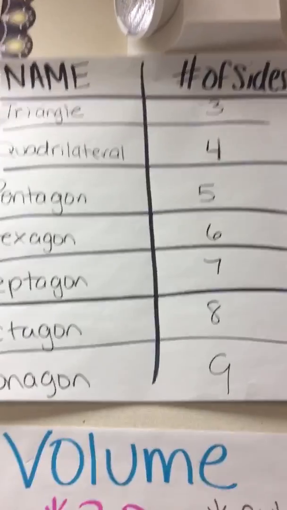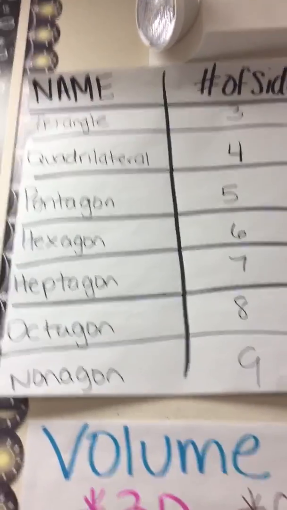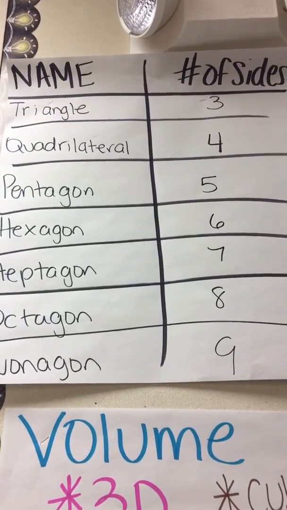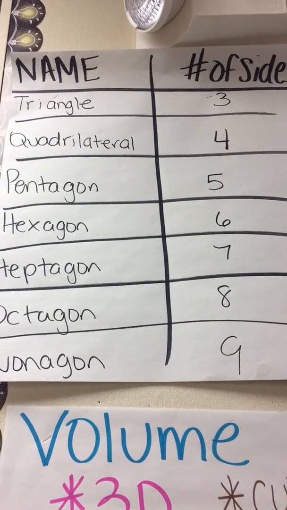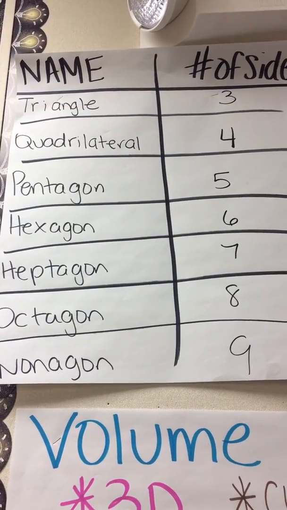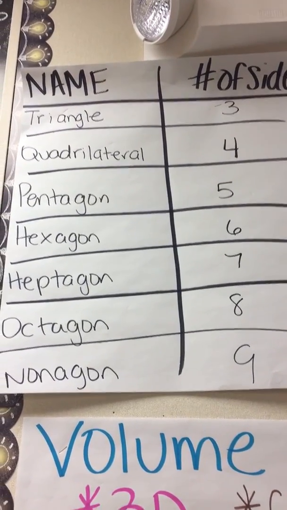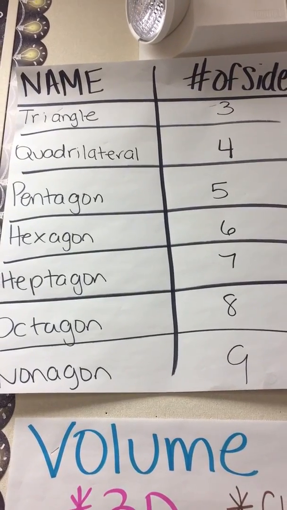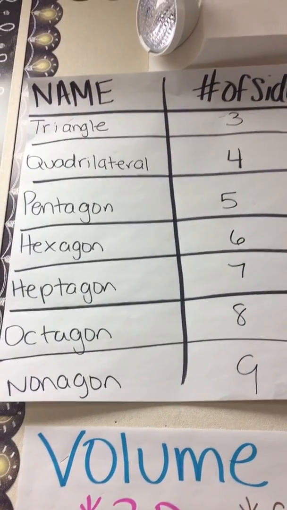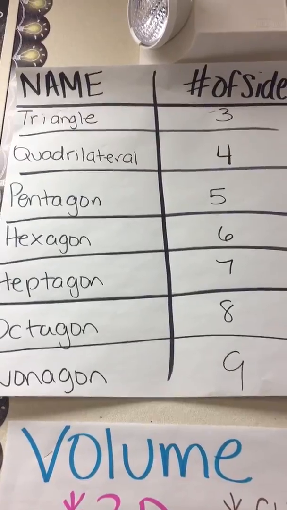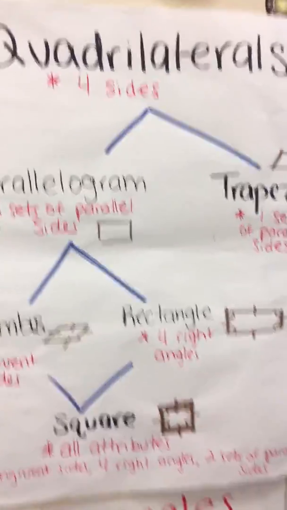All right, now there are different types of polygons. They're classified by their numbers of sides. Triangle's 3, quadrilateral has 4, pentagon has 5, hexagon has 6, heptagon has 7, octagon has 8, and nonagon has 9. Now the biggest one we'll talk about is a quadrilateral.